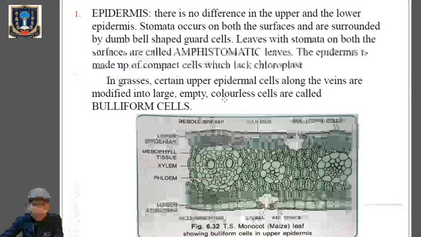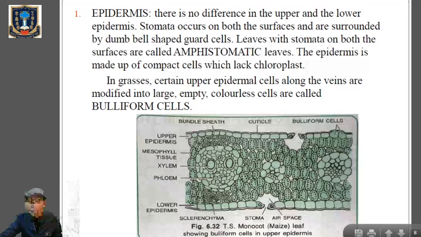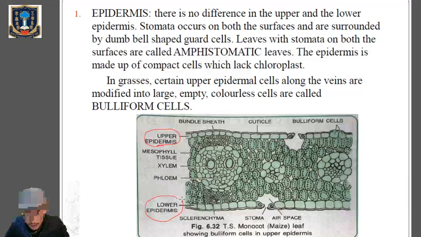Okay, so epidermis. When we look into the structure of the monocot leaf, there is no such difference in the upper epidermis, and there is no such difference in the lower epidermis also. So we don't find any differences between the structure of the upper epidermis and the lower epidermis in case of the monocot leaf or the isobilateral leaf, because stomata occur on both the surfaces. So here you can see the presence of stomata.